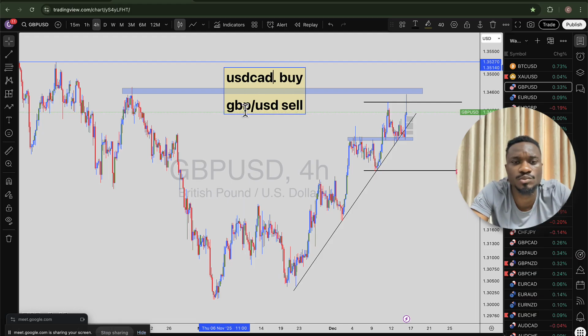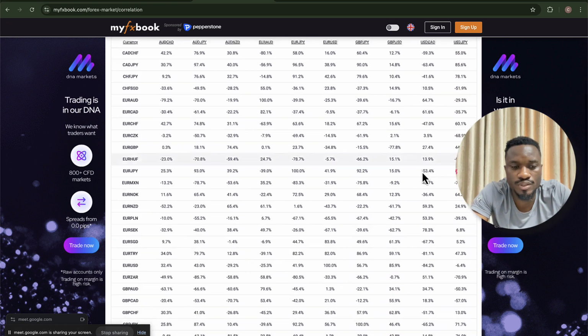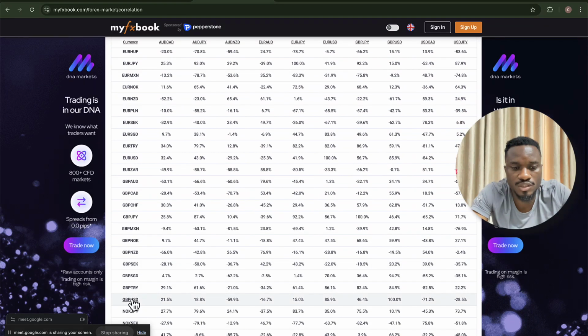Now let's check out the correlation between GBP USD and USD CAD. You will see they will be different. Let's relate it to GBP USD. USD CAD with GBP USD. Let's find GBP USD on the scale. Now GBP USD, let's find it on USD CAD. You can see they are minus 71, just like what I said. They are not related, they are different.